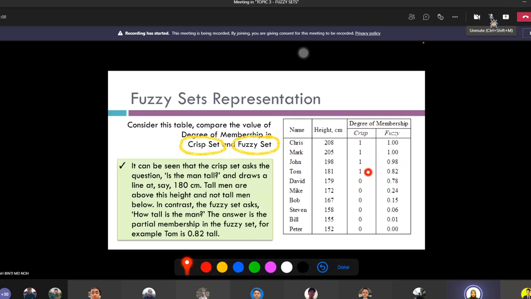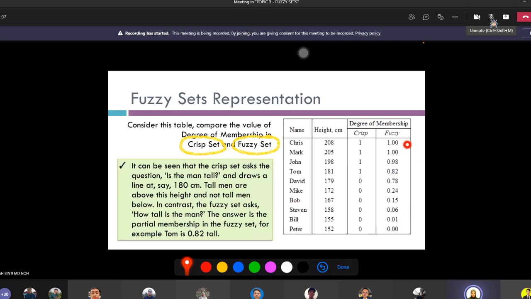Kalau crisp, kita terus letak 180 and above, dia tall. Less than that, dia tak tall, not tall. Okay, so kalau crisp, kalau kita tengok kat sini, kita kata 180 je dia tall. So kita dah tahu kalau kita baca kat graf yang tadi kan, 180 ke atas, dia akan tall. Okay, the smaller values will be 0. But if we are talking about fuzzy, the value is in between 0 to 1.